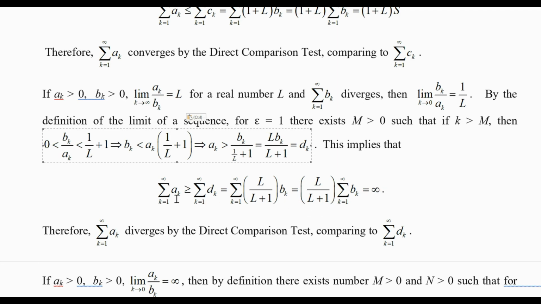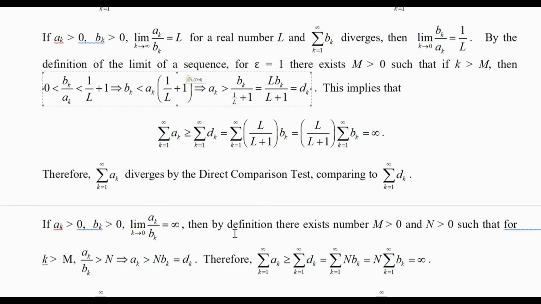Oh, so wait a minute. But the sum of a sub k is going to be bigger than or equal to that. Well, it's infinity as well. So therefore, the sum from k equals 1 to infinity of a sub k diverges to infinity by the direct comparison test, comparing to the sum from k equals 1 to infinity of this d sub k.